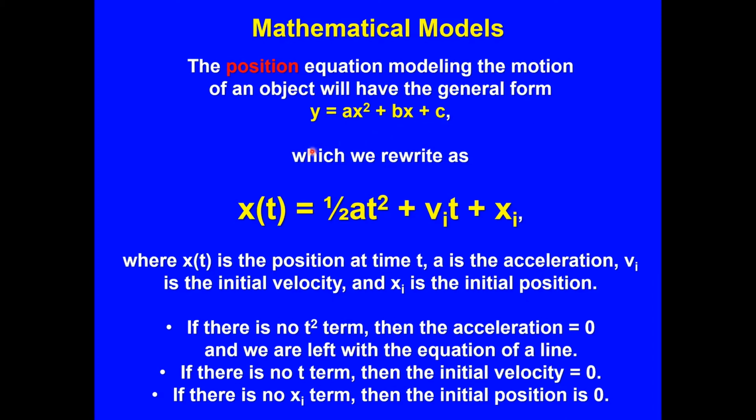We can rewrite this as x of t, or position as a function of time, equals 1/2 of the acceleration times time squared plus the initial velocity times time plus the initial position. If any one of these terms is missing, that would mean that the acceleration would be 0, or the initial velocity would be 0, or the initial position would be 0.